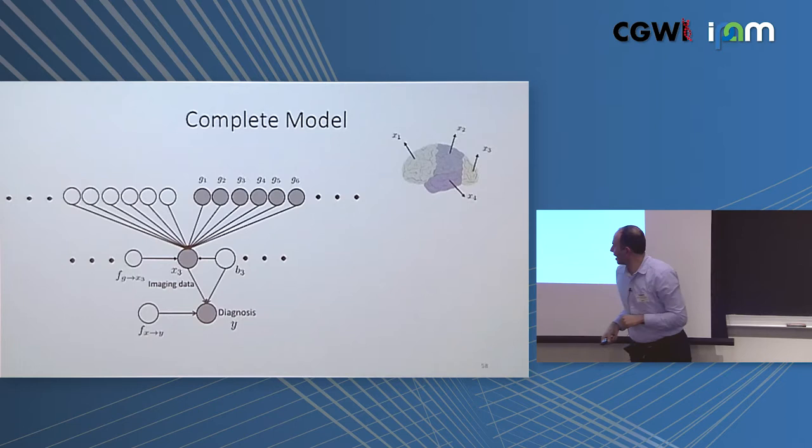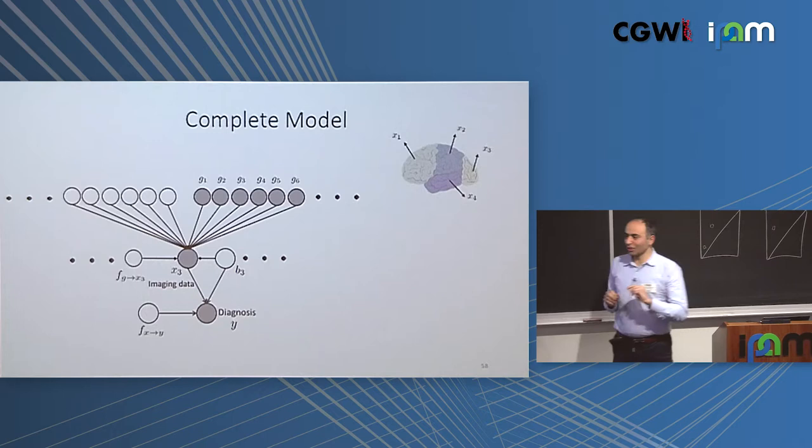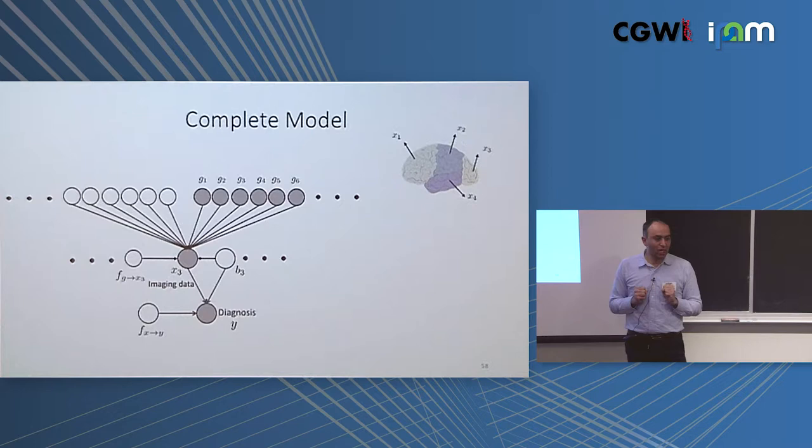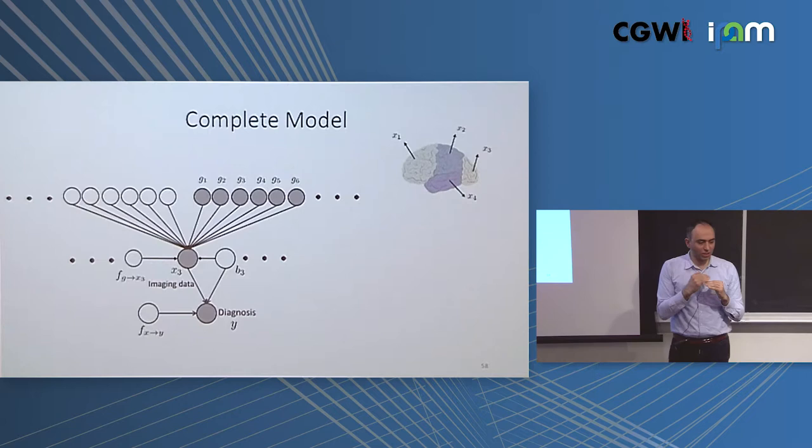Are you saying that similar genetic markers contribute to multiple X's, or does every X have the same set of genes? Okay, that's a good question. I'm assuming that every X has its own set of masks. But at the end, I can bring them all together into one mask, because I can integrate over B. But yes, in terms of modeling, I'm assuming that every intermediate marker has its own mask.